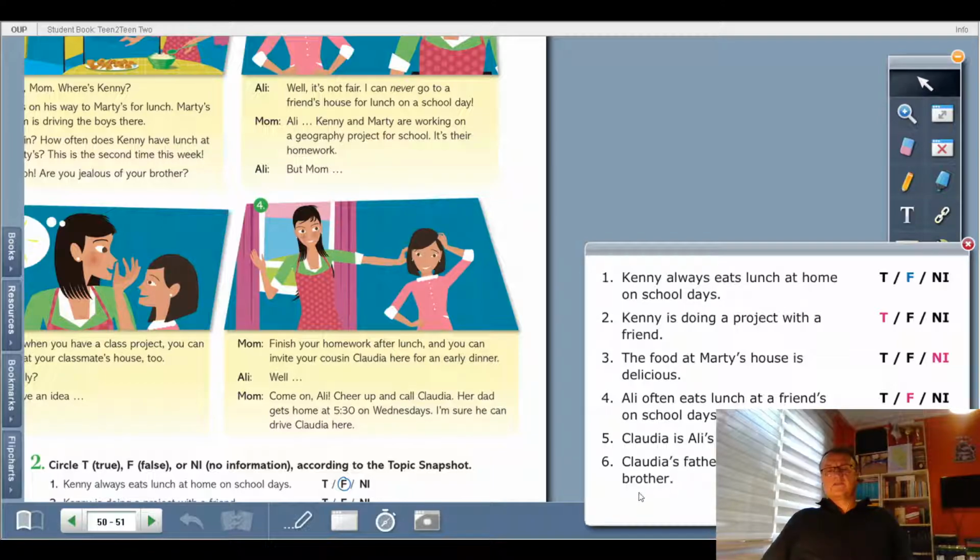Okay, 6. Claudia's father is Ali's mom's brother. Claudia's father is Ali's mom's brother. We don't have information. Okay.